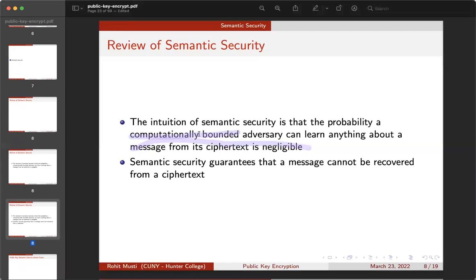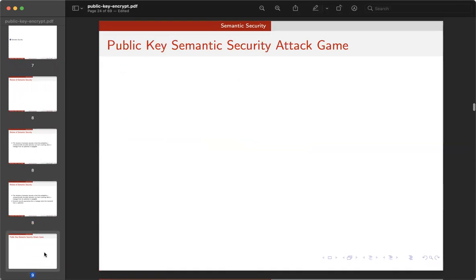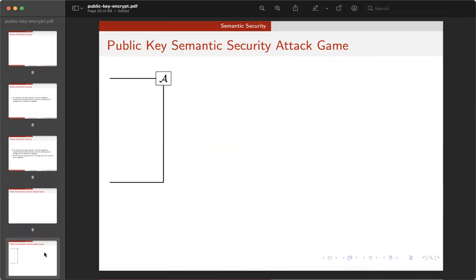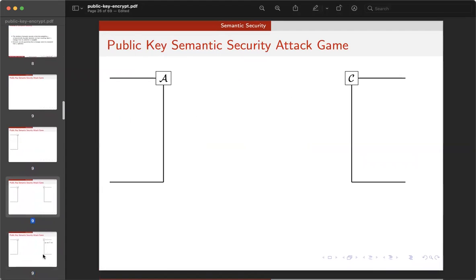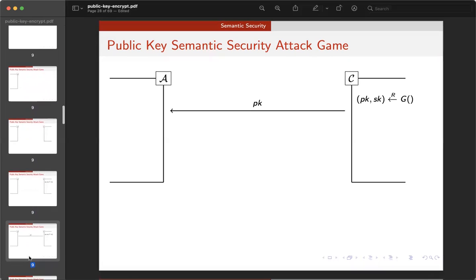And semantic security guarantees that a message cannot be recovered from a ciphertext. To flesh it out a little bit more, the public key semantic security attack game. So we have an adversary A, and we have a challenger C. The challenger will generate a public key and a secret key. They will then send the public key to the adversary.